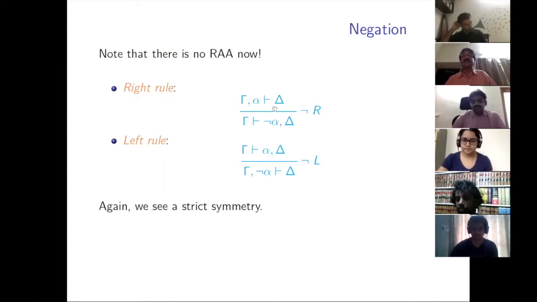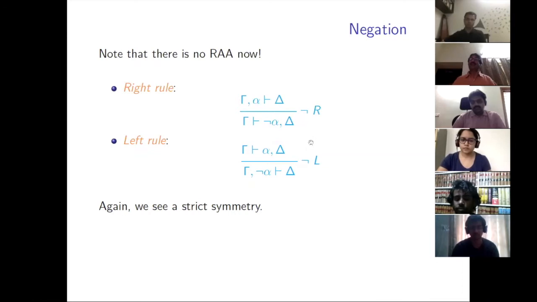Again, check the soundness. Assume gamma union alpha gives delta as a consequence. We want to show that not alpha or delta is a consequence of gamma. How do you show that? Take any model, assume that it makes all of gamma true. Then we want to show that it either makes alpha false or delta true. Suppose the model makes alpha false, then we have true. Otherwise, the model makes alpha true. It makes all of gamma true and alpha true. Therefore, it makes delta true.